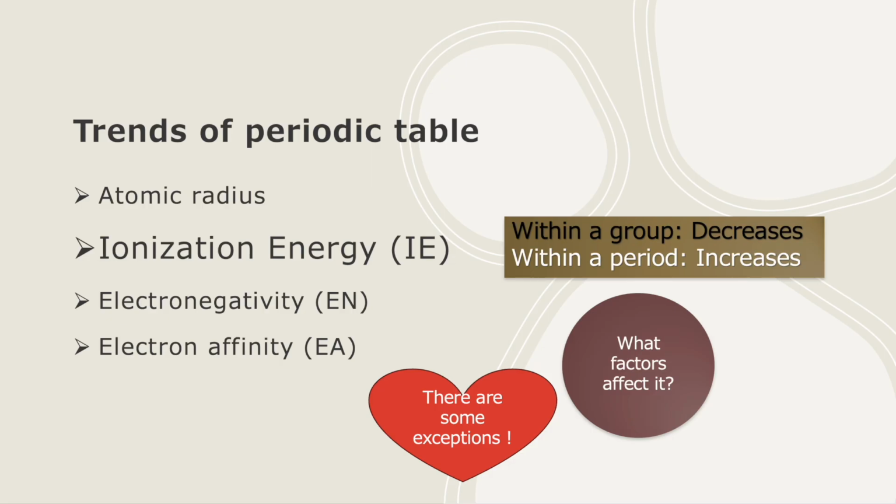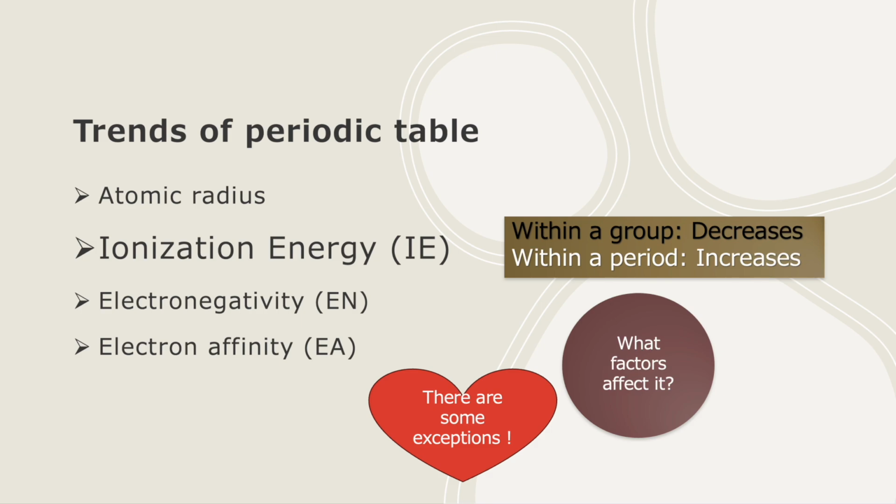Boron, indicated with capital B, has an electron in the 2p orbital. The 2p orbital is slightly higher in energy than the 2s orbital, so it is easier to remove an electron from boron than from beryllium, which has a full 2s orbital. Okay? We're going to talk about orbitals, don't worry.